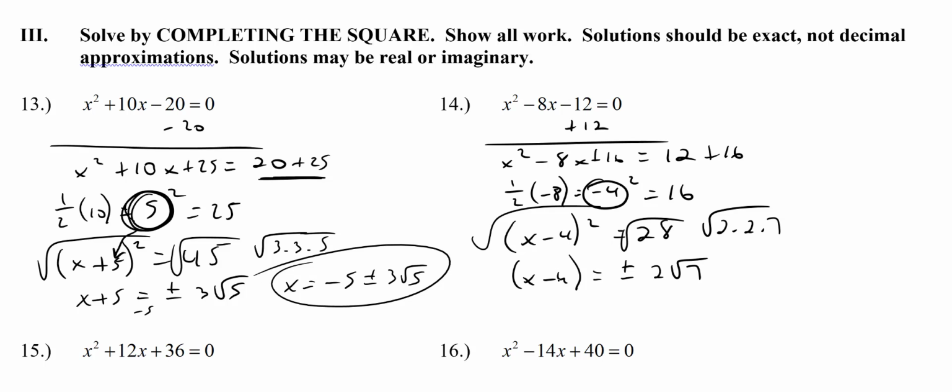And then I put the parentheses here. I'm going to get rid of those parentheses, because I took the square root of it, and I just get x minus 4. So my last step here, math fans, is I want to add 4 to both sides. So I get x equals 4 plus or minus 2 root 7.